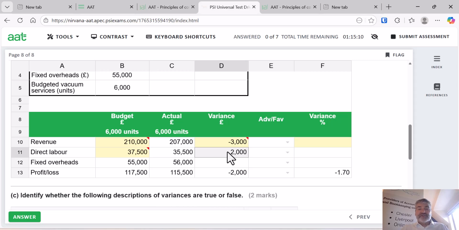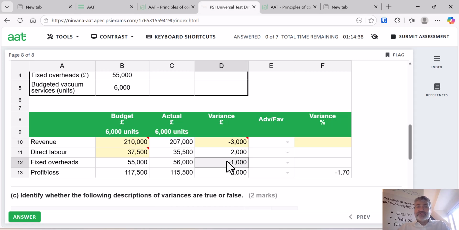What about the fixed overheads then? Well, I can see that the actual is more than the budget. So I've spent more than I expected. That's not such a good thing. That's an adverse variance. So I want to make sure that that difference of 1,000 is shown with a leading negative. The profit line has already been calculated and input for me, and I can see the variance there is £2,000 adverse.